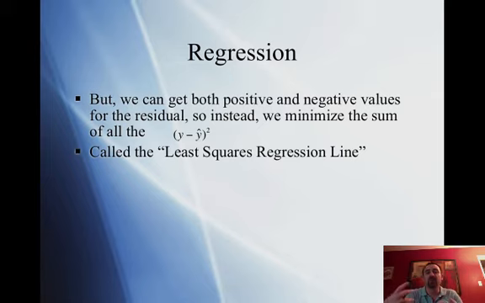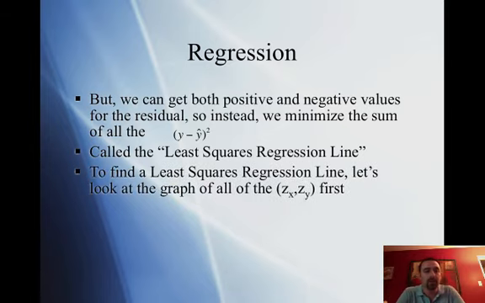The regression line we're interested in is the one that makes that sum total of the squares of all the residuals as small as possible. It's the least of the squares of the residuals regression line. Okay. So to find the least squares regression line, this is what we would do. Again, this is not something you're going to have to do in practice.